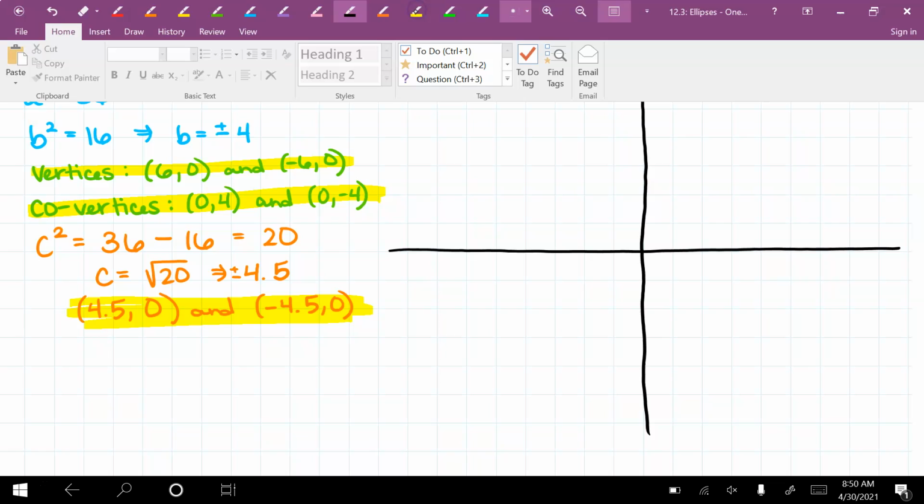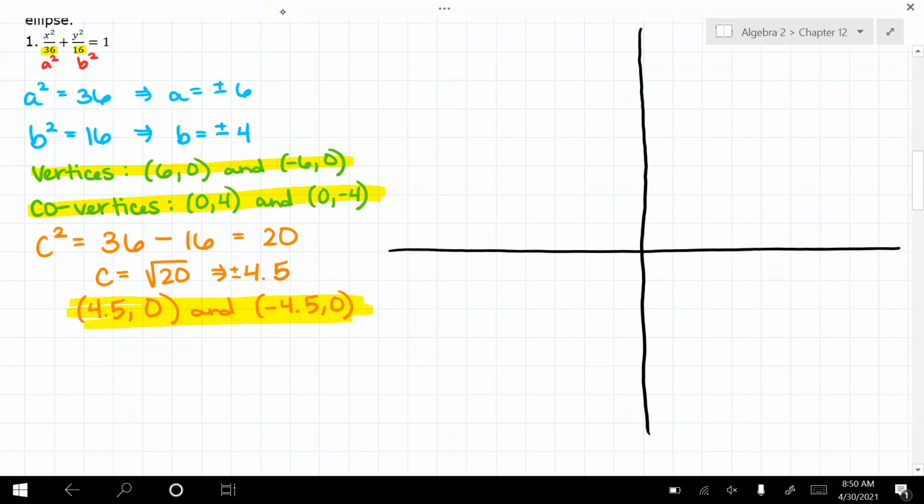Okay, so I'm going to start with my vertices. So I have one at positive 6, 0. That means that that's on the x-axis. So this ellipse should be laying on its side, and it's stretched over the x-axis. So I'm going to go to the right 6, and I'm going to go to the left 6. Okay, and so these are my vertices. If it helps you, you could label V, V on your graph so that you know those are your vertices.